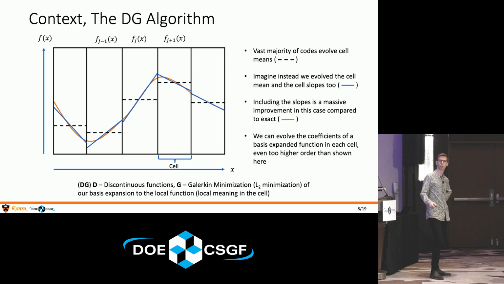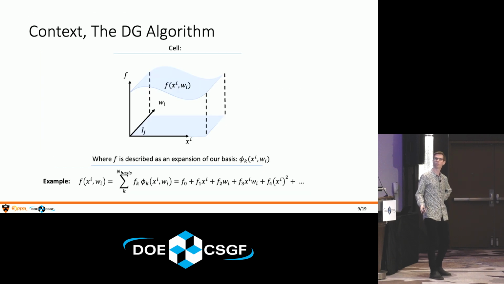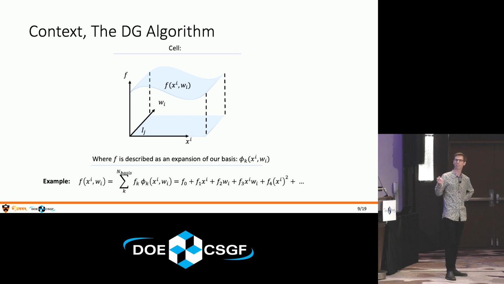We end up matching both the mean value and the slope for these lines. So the D part is that these blue lines don't match up at the boundaries. It's discontinuous. And the Galerkin part is that we have Galerkin minimization, so we match the moments between our orange line and our blue lines in each cell. It doesn't quite do justice to show a 1D scheme. You're really going to have to think that everything we're evolving is in 4D or higher dimensions. So I'm going to show a 2D example.